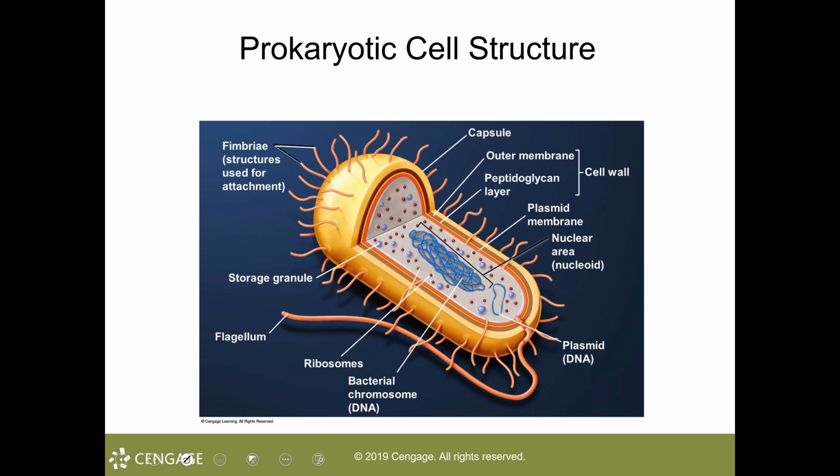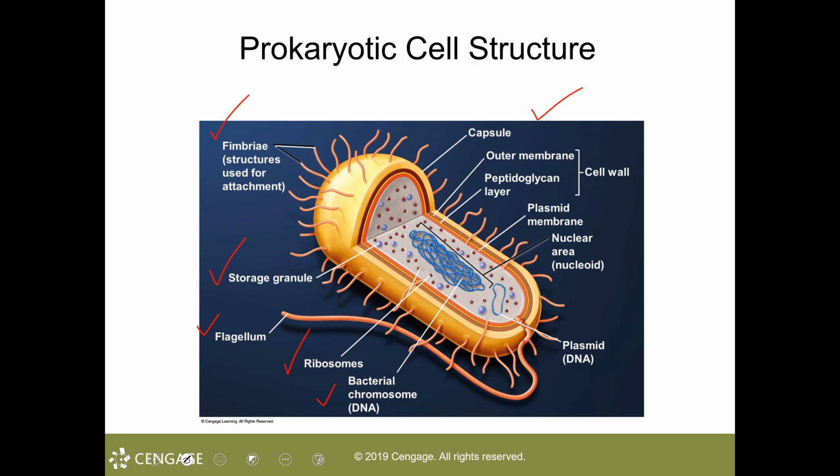So this class shows prokaryote structure. Note this figure, class, from the Fimbriae to the storage granules to the flagellum, the ribosomes, must have those for proteins. Bacterial chromosome, class, that's the circular chromosome for DNA.